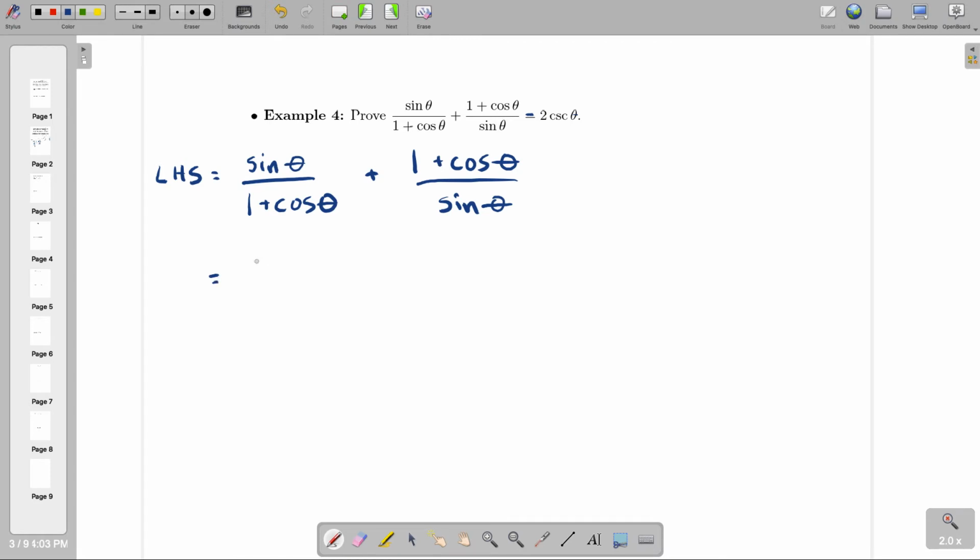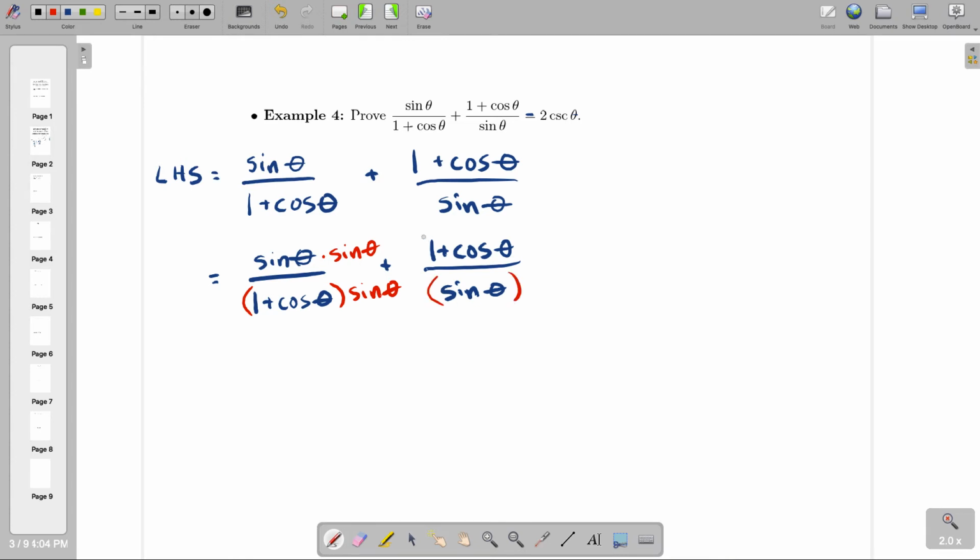So I'm going to need to multiply the top and bottom of each of these fractions by the appropriate thing so that I can get a common denominator in order to be able to add these fractions together. So of course, I'm going to multiply the top and bottom of the one on the left by sine, and I'm going to be multiplying the top and bottom of the one on the right by 1 plus cosine.